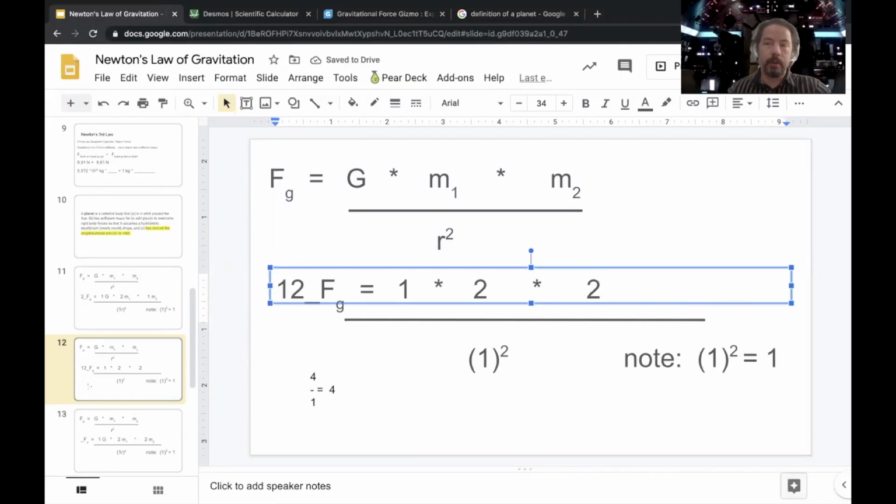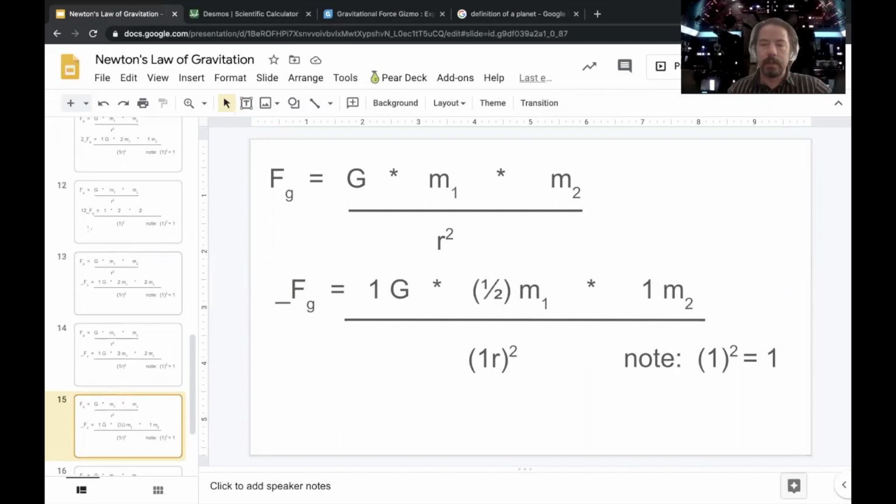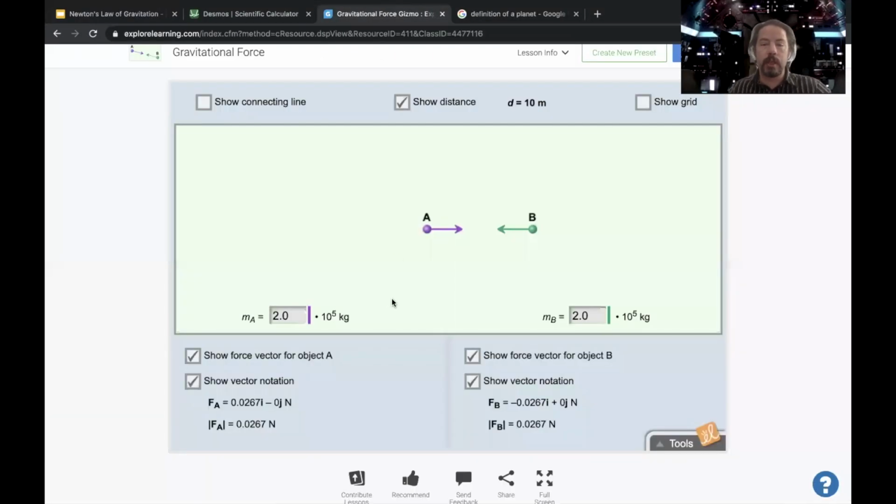All right, now the tricky part is when we start changing the distance. So let's take a look at the distance here. First, we're going to double the distance between them. We're not going to change the masses, we're only going to change the distance. So let's go back and reset our masses, okay?